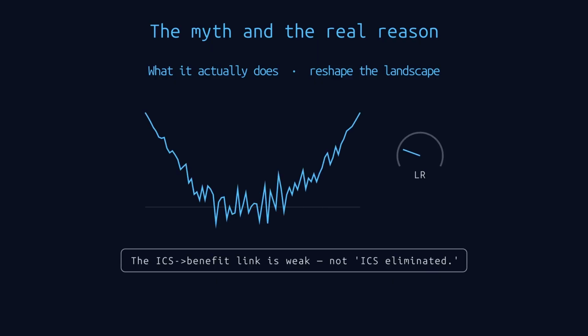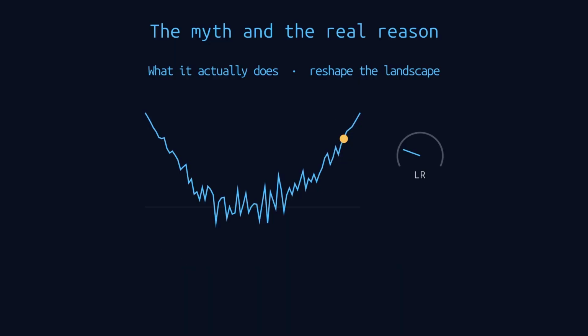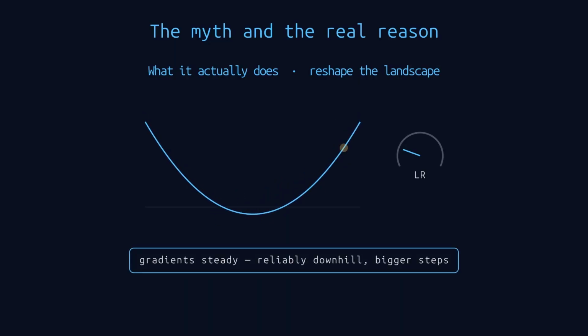What normalization actually does is reshape the optimization landscape. It makes the loss surface smoother. On a jagged surface, the gradient points in a direction that's only good for a tiny step. Take a big one and you overshoot into a wall. Smooth that surface out and the gradient becomes reliable. It keeps pointing downhill for longer, so you can safely turn the learning rate up and move faster.